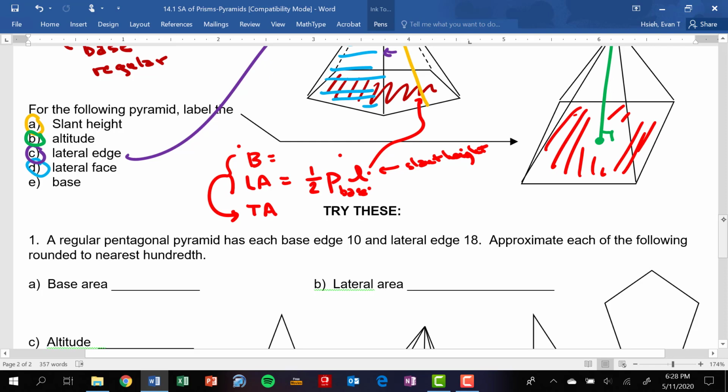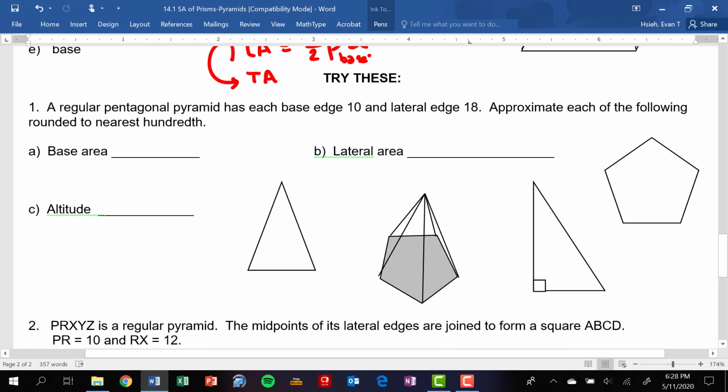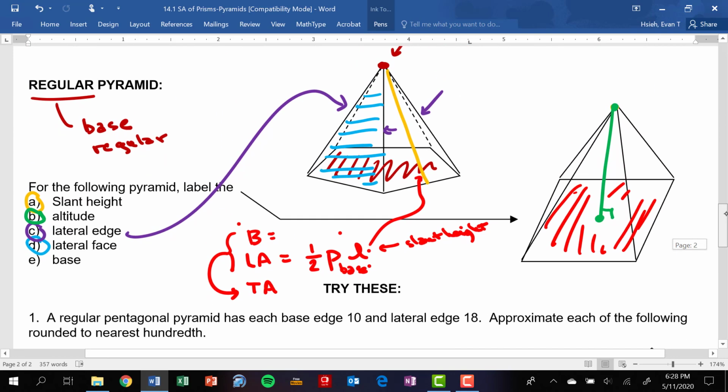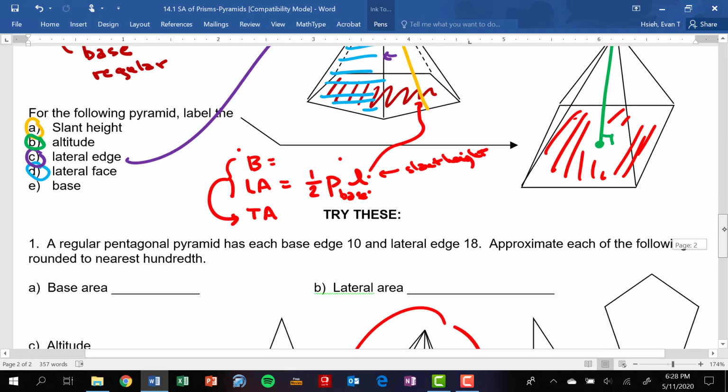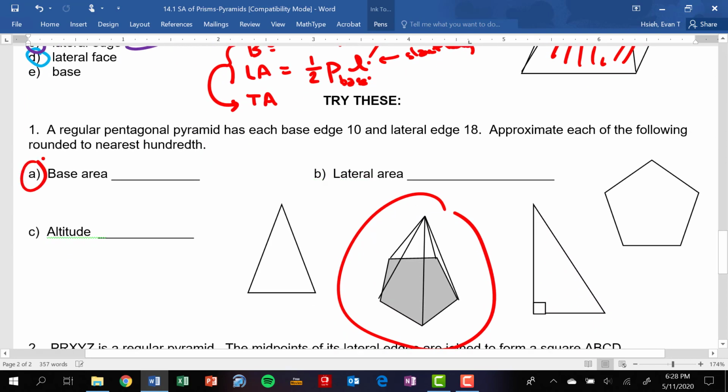Okay, so let's take a look at what we got here. This first problem here is a pentagonal pyramid. That's a pentagonal pyramid. The one we have up above is also a pentagonal pyramid. And let's find the base area and the lateral area for the pentagonal pyramid, or at least let's talk about how to do that.